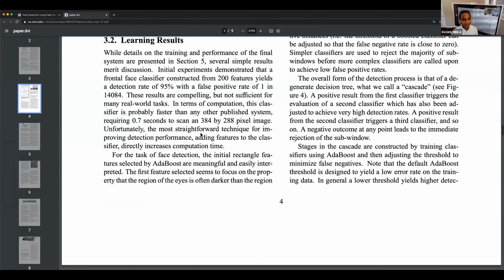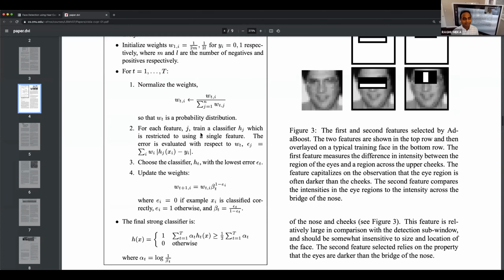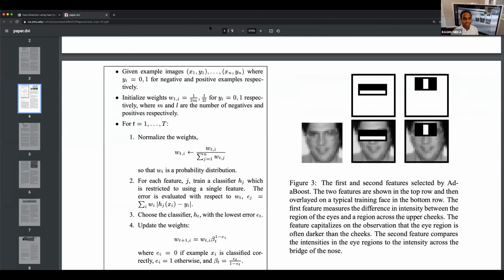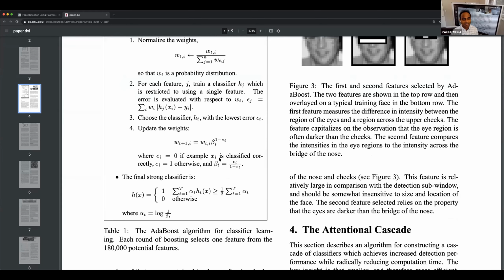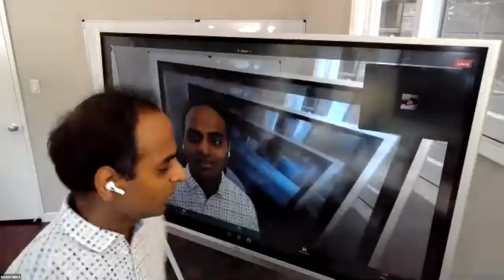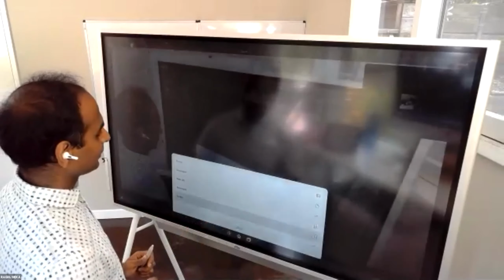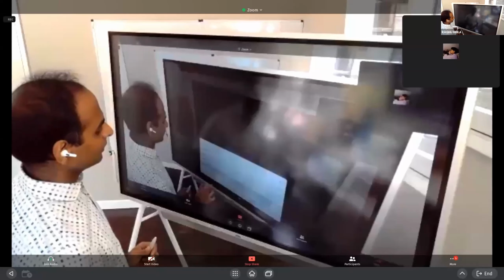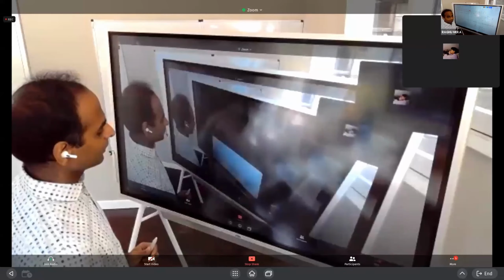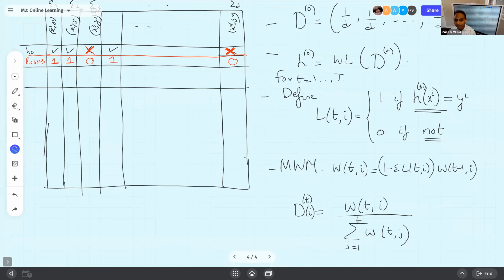Okay, where is the algorithm? Yeah, see. So you have the examples, and then you update the weights, and the final hypothesis. Right? So they're using exactly this boosting algorithm. Any questions about this?